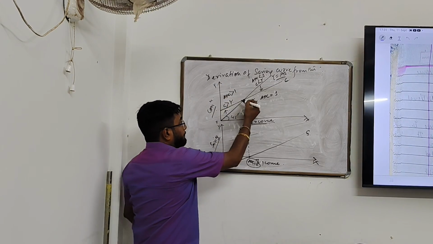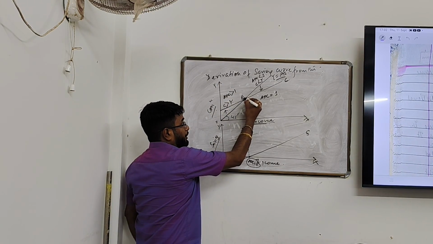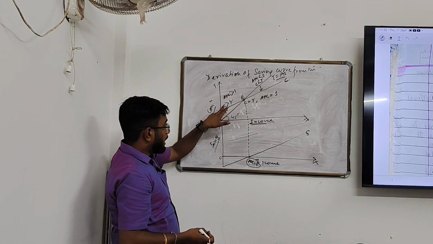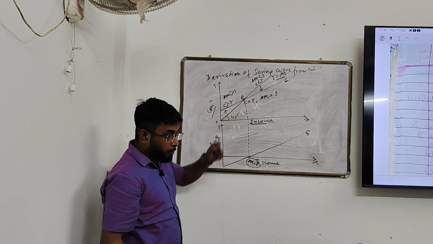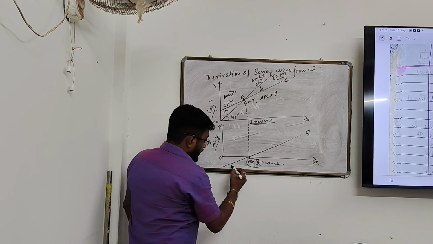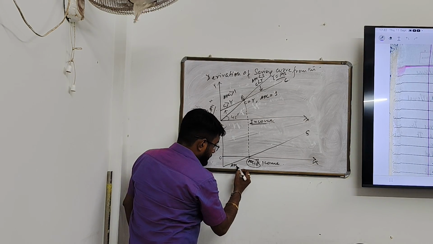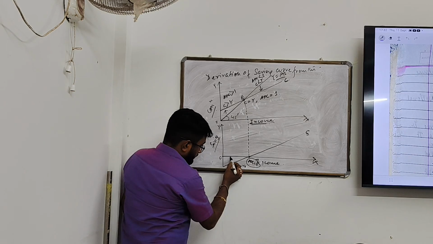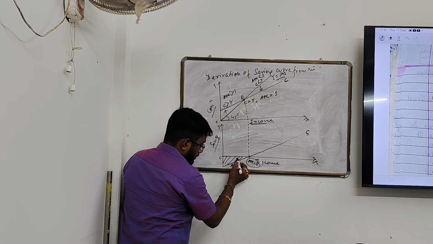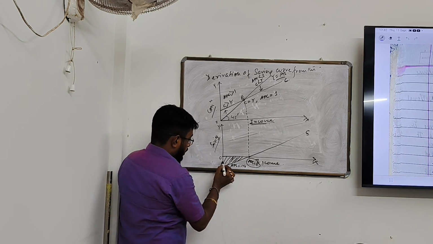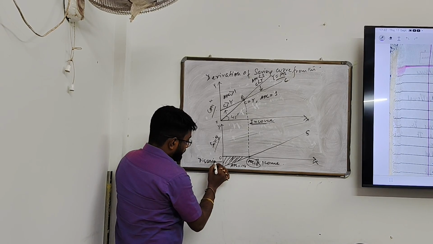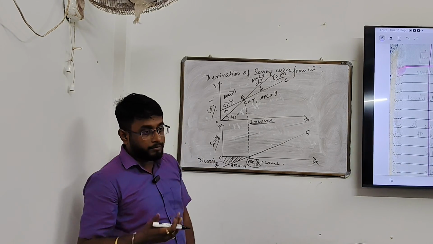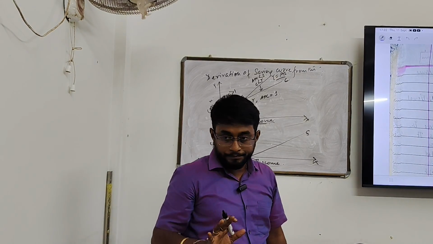Before the intersecting point, say the point E, we see C is more than Y, that is APC is more than 1, that is APS is negative, and this situation or this area is called the area of dissaving. What is it called? The area of dissaving, that is saving is negative.